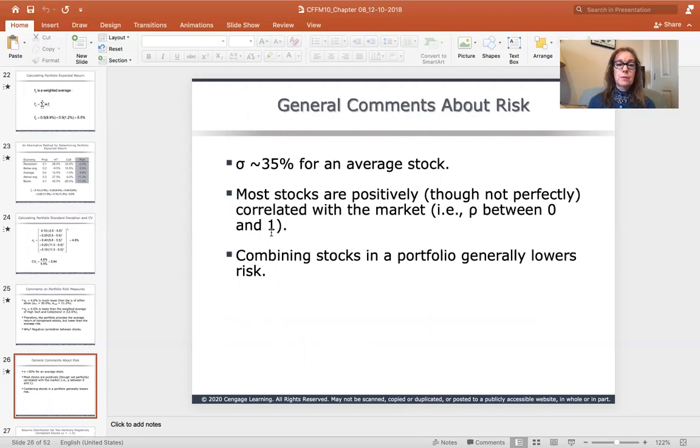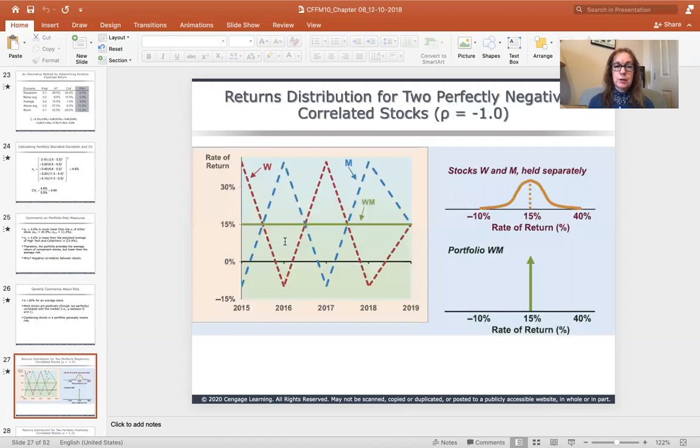Okay, so here's just some general comments about risk. The standard deviation for an average stock is 35%. So you can see that it's very risky overall. There can be a lot of swings in the market. So again, it's important to have a diversified portfolio. Anyway, that's all I wanted to say about that.